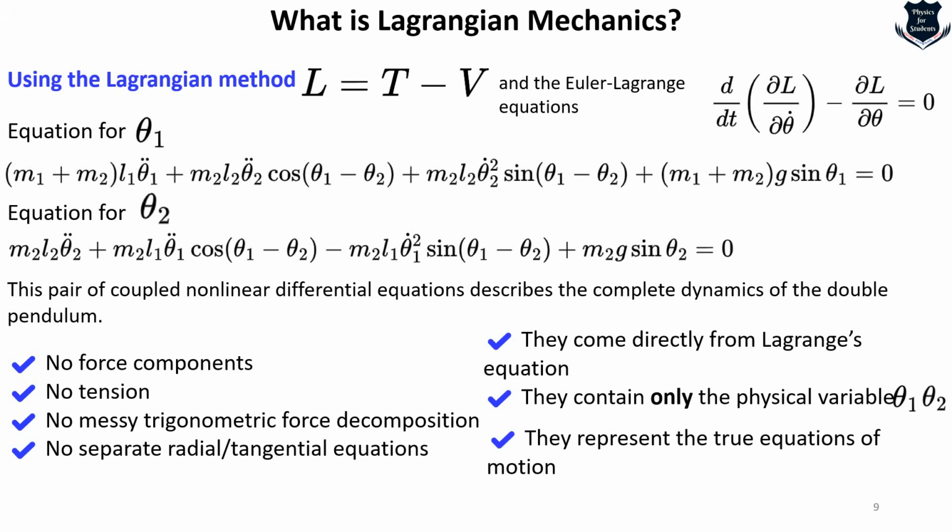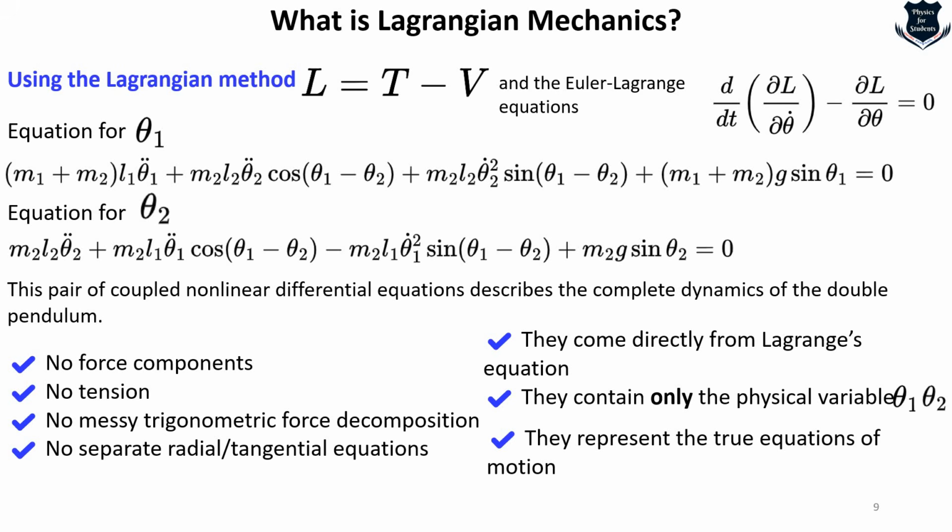So what it shows actually is that they come directly from Lagrange's equation. Also, they contain only the physical variables, theta 1 and theta 2 in the equation on the top, and they represent the true equations of motion. So up till now, what we have understood is that instead of considering force, if we consider energies, then all the messy trigonometric and four coupled equations actually reduce to this, and we can quickly, easily and very effectively find out the motion of the single and the double pendulum using the Lagrangian method.